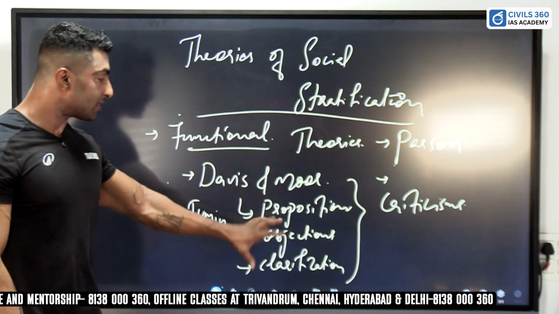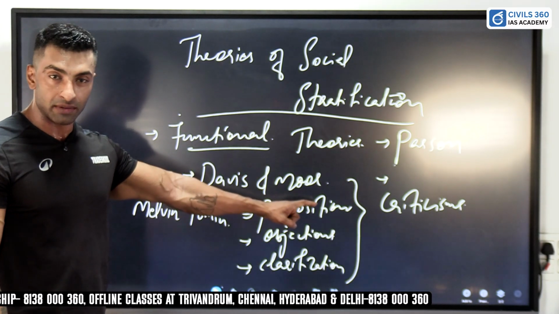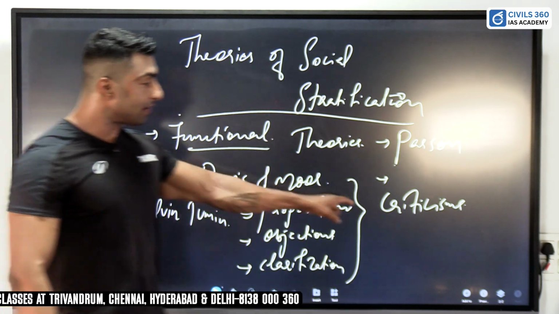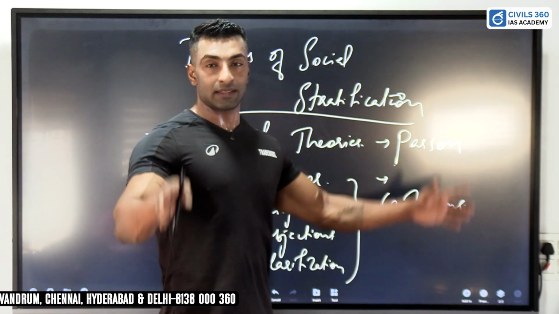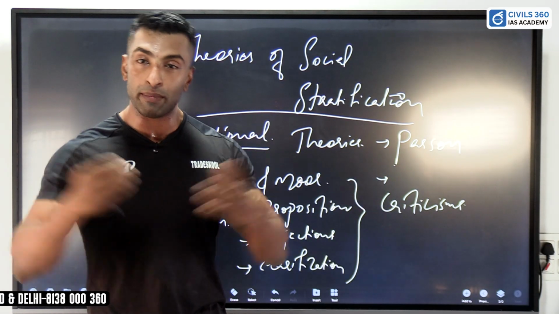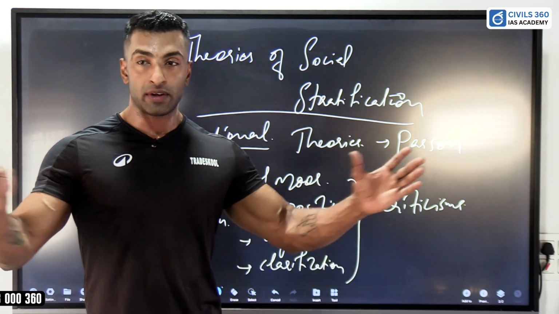But when you're writing the answer, you talk about Davis and Moore's propositions, Melvin Tumin's objection, Davis and Moore's clarification, and then finally general criticisms. Marx criticized like this, feminists criticized like this, Weber criticized like this, different thinkers will have different criticisms.